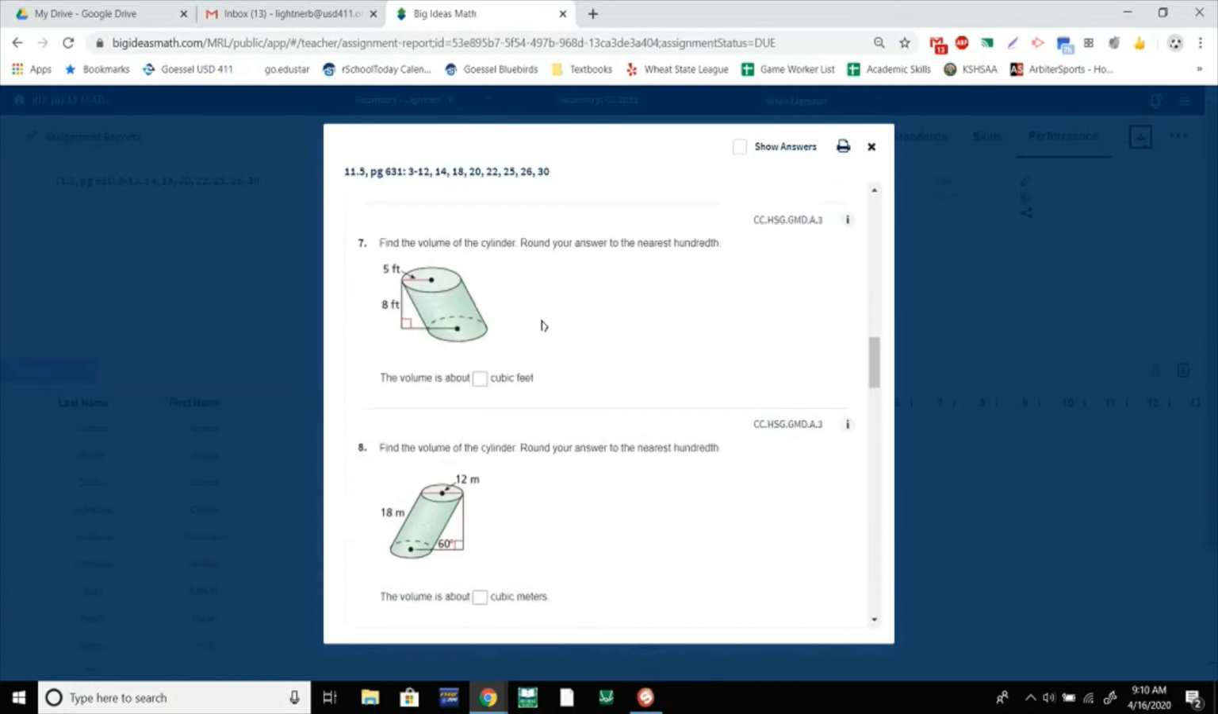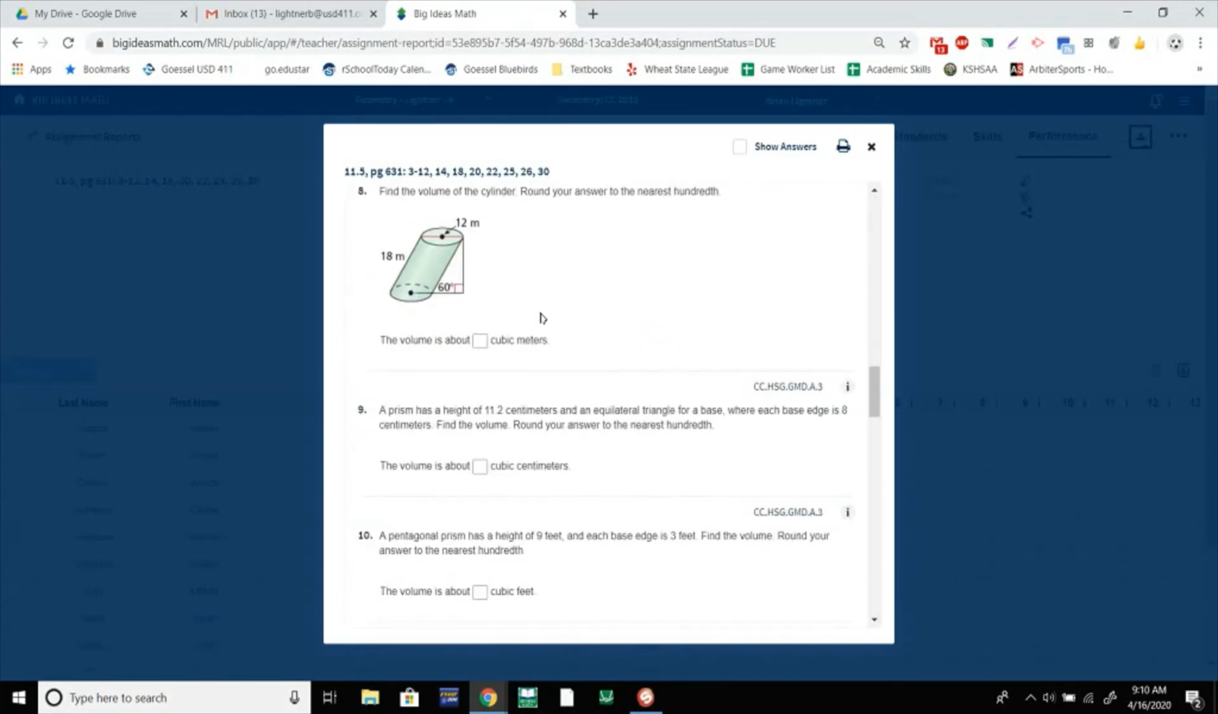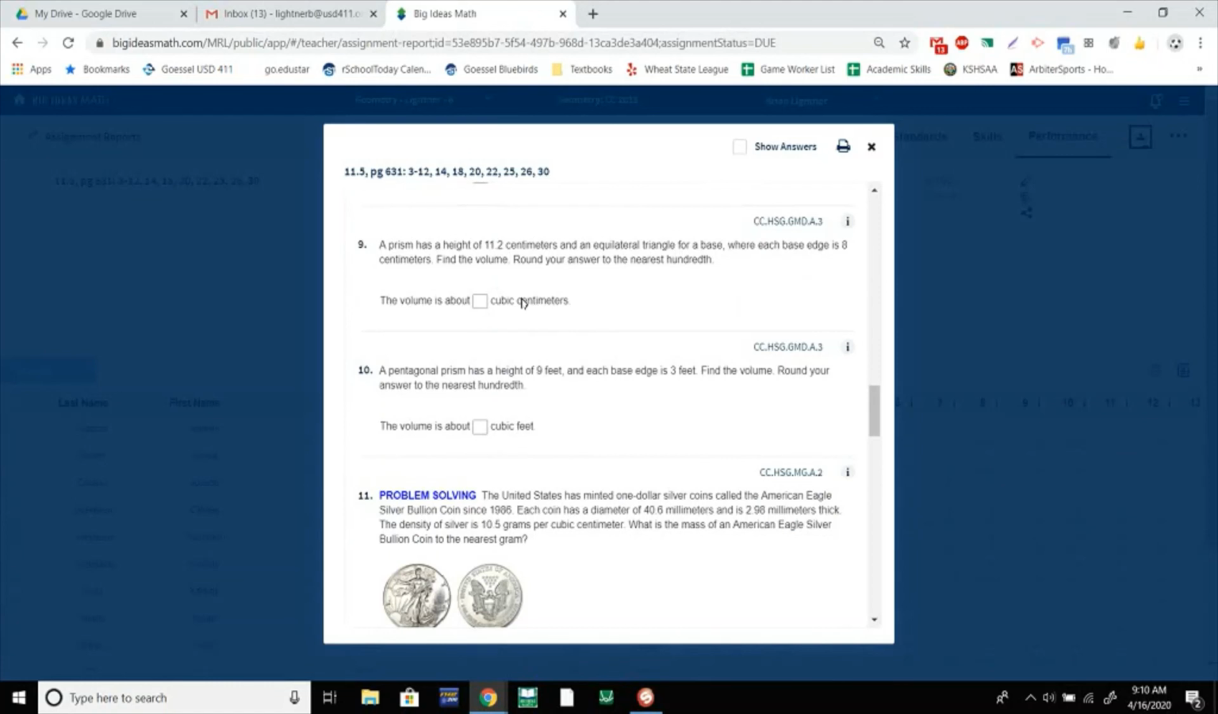Cylinders, find the volume, round it to the nearest hundredth. They're giving you an equilateral triangle, and each base edge is 8. So you have an equilateral triangle with each side being 8. Use your 30, 60, 90 rules to find the height of that base.